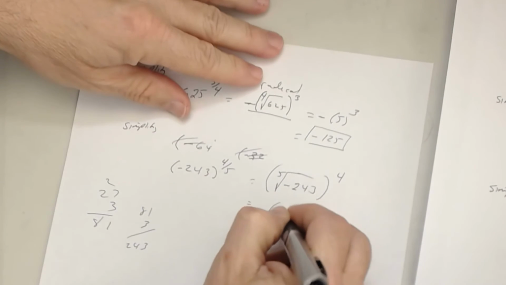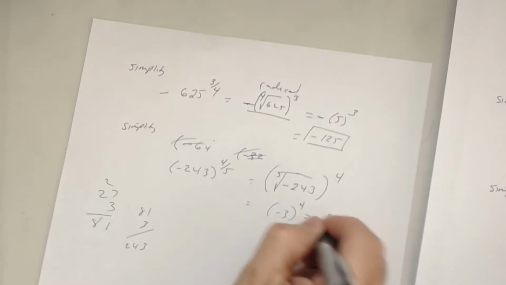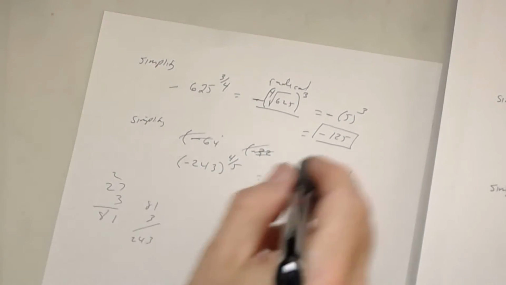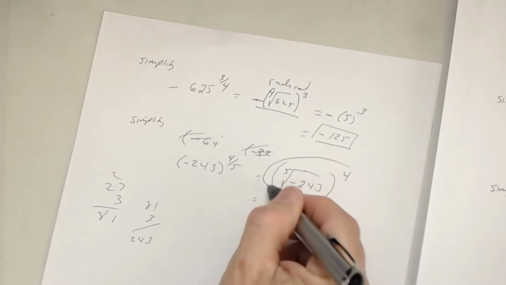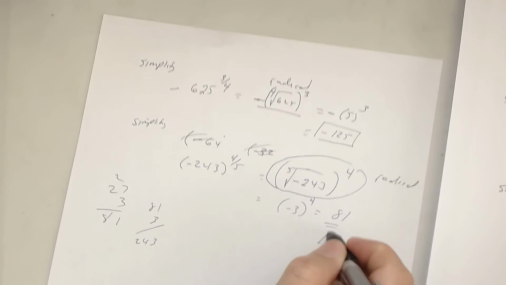But that negative 3 has to be raised to the 4th power. A positive 81, though, because a negative 3 times a negative 3 is a positive 9. A positive 9 times a negative 3 is a negative 27. A negative 27 times a negative 3 is a positive 81. So there's your answer. This is the radical right here. If it asks you to write it as a radical, that's the radical, and this is your answer.